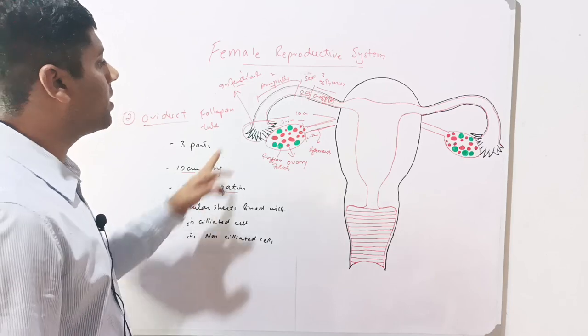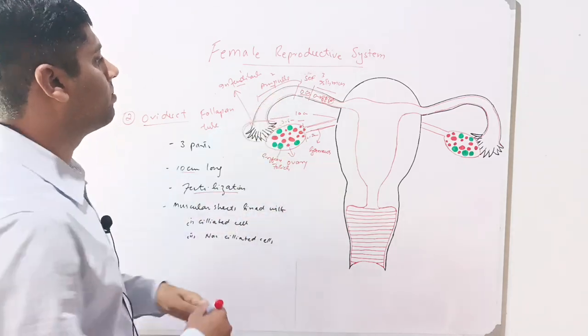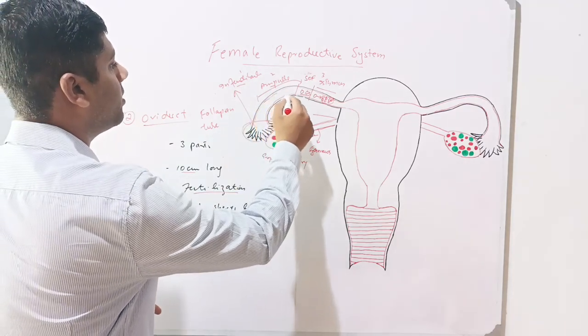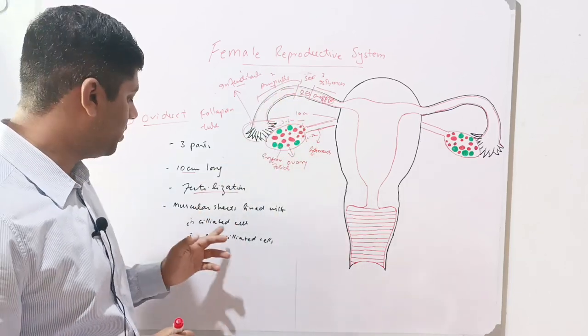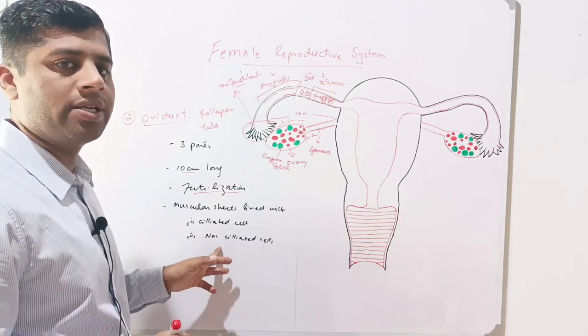Moreover, the oviduct has an inside lining of muscular sheets. Muscular sheets are lined on the inside of the oviduct. The muscular sheets again have two types of lining cells. The one is ciliated cell, the other is non-ciliated cell.